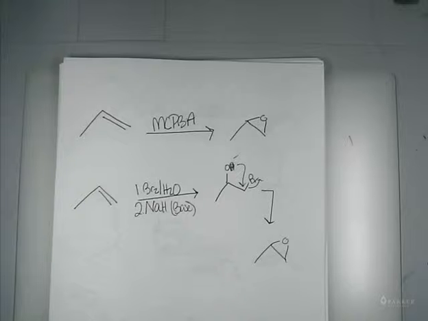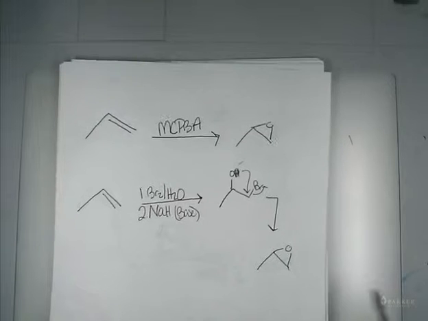So those are the two ways to make an epoxide: MCPBA, or bromine, water, and a base. Now there's two reactions an epoxide can undergo, and these are the last two reactions of the chapter and the exam.